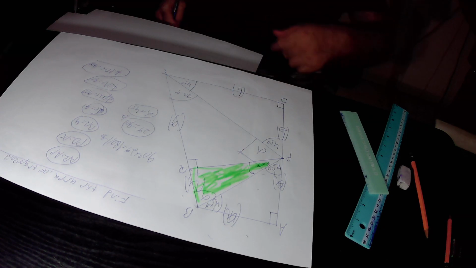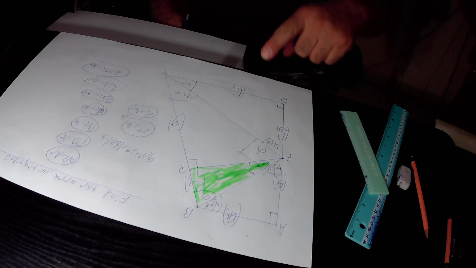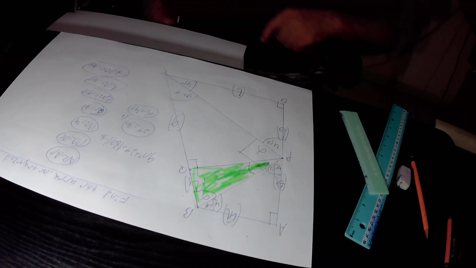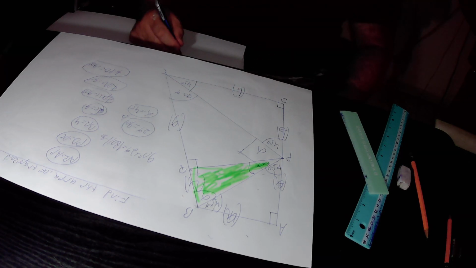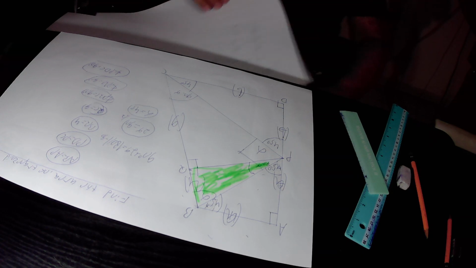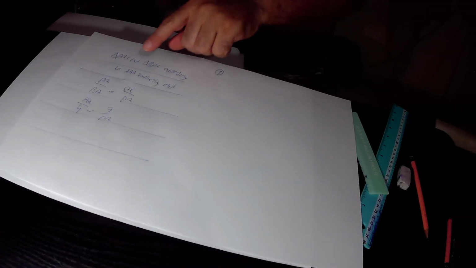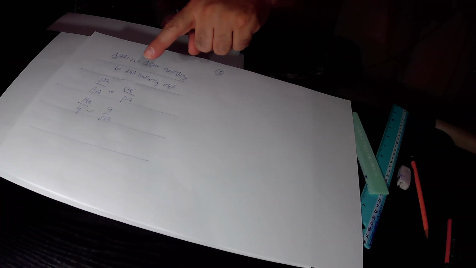So PQ is the missing side, so we leave it as it is, over BQ. BQ equals 4 units, according to what is given in the question. And it is equal to QC. QC is 9 over PQ. So we should find out that PQ over 4 equals 9 over PQ.